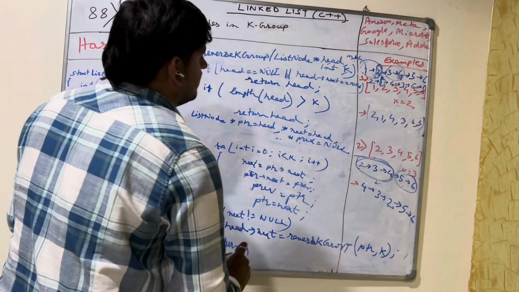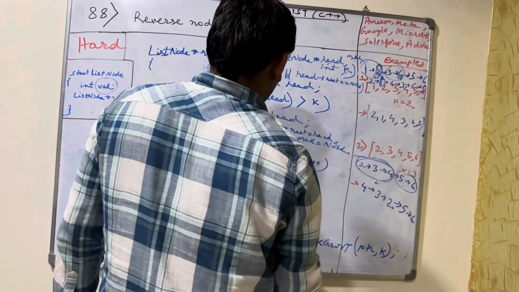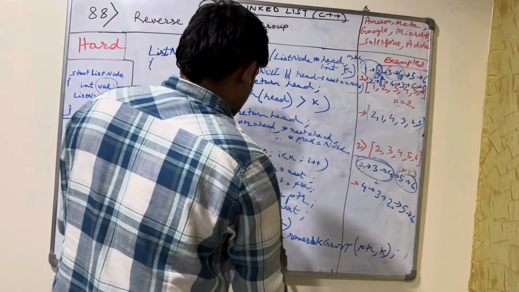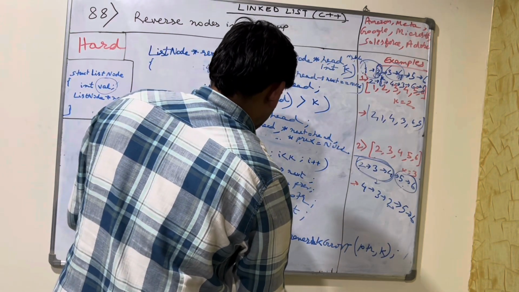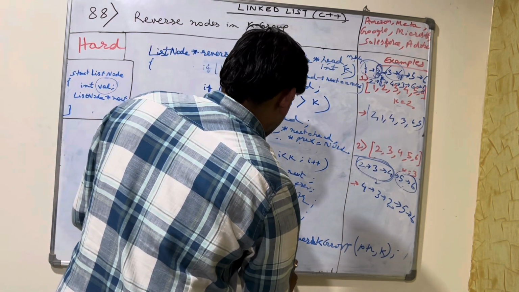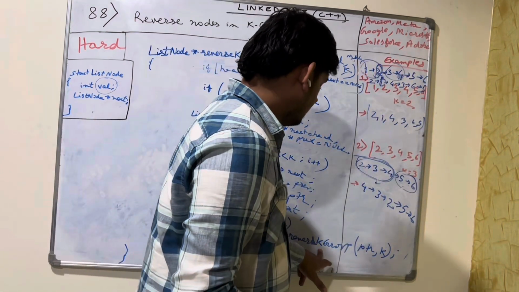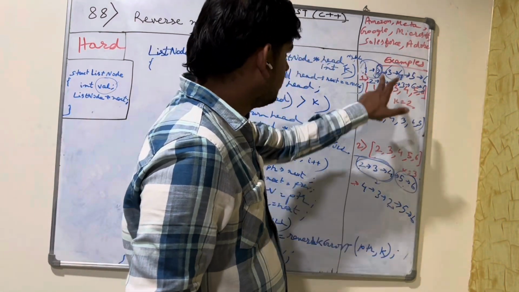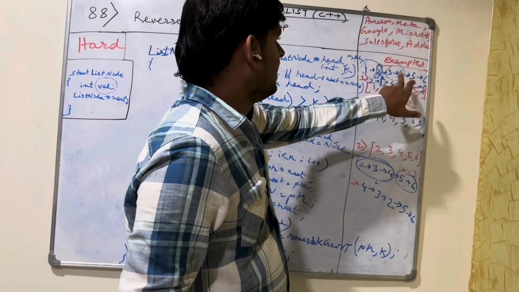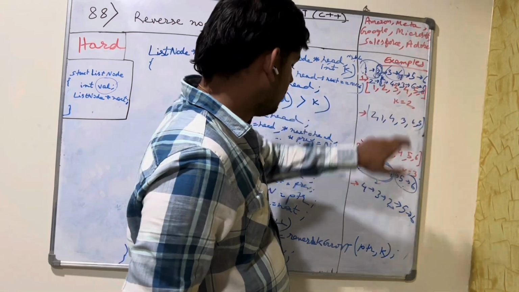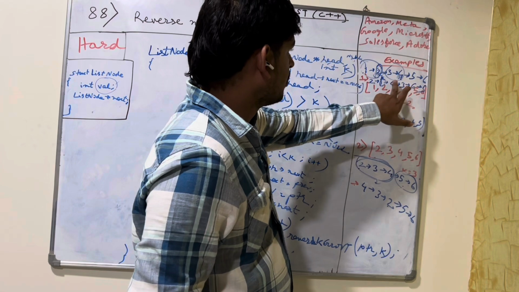Should we return head? No, head is pointing to 1. We should return previous only. So recursively this will find out, and this will give us the pointer to which this head should be pointing. In this case, when 3 and 4 would go here, it would again become 4, 3.